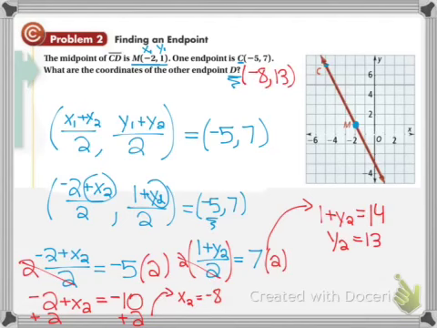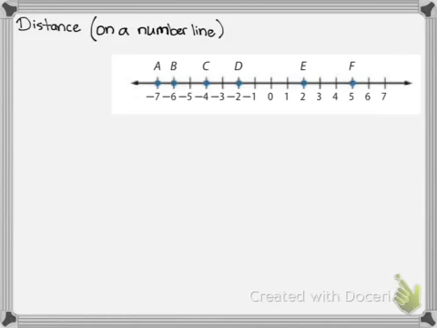Okay, I know that one was a little more difficult, so if you have questions on it, we'll go over those tomorrow. Moving on, let's look at distance. Distance on a number line is really simple. If we want to find the distance of AE, we'll do that one first. We want to find the length of that.